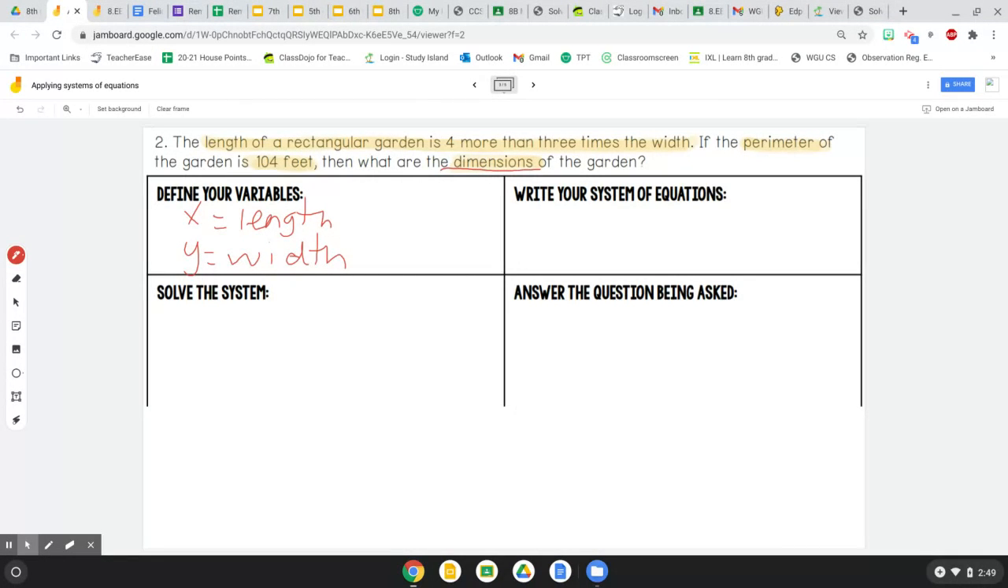All right. That section right there is telling me one situation, right? Just like there were 2 orders last time, I'm going to have 2 situations here. So one situation is telling me the length, and the second situation is telling me the perimeter of the garden. All right, the length of a rectangular garden. Well, the length is my x value, right?